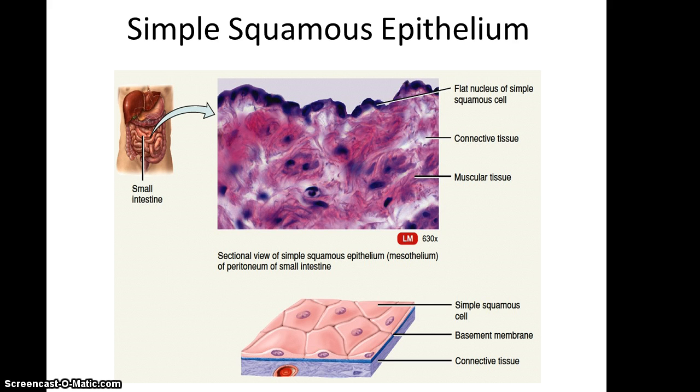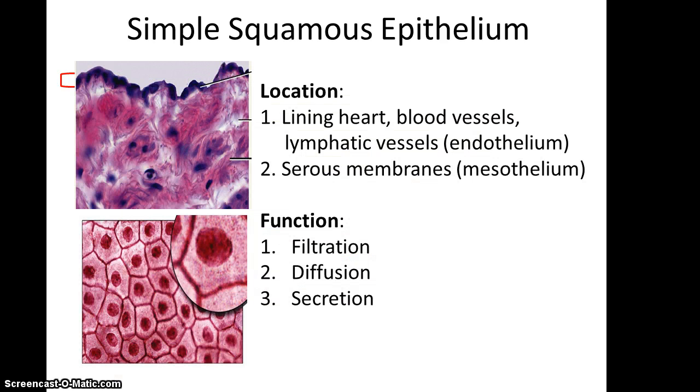The cross-section you see here is of the peritoneum, and the simple squamous epithelium is that thin layer on the top. The rest of it is connective tissue and muscle tissue lying underneath it. Places you can find simple squamous epithelium include the lining of the heart, the lining of blood vessels, and the lining of lymphatic vessels. And obviously you can also find it in serous membranes, including the peritoneum.